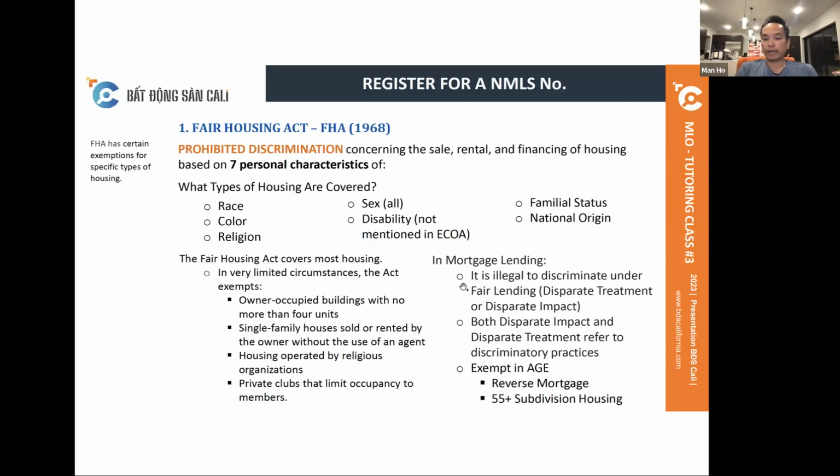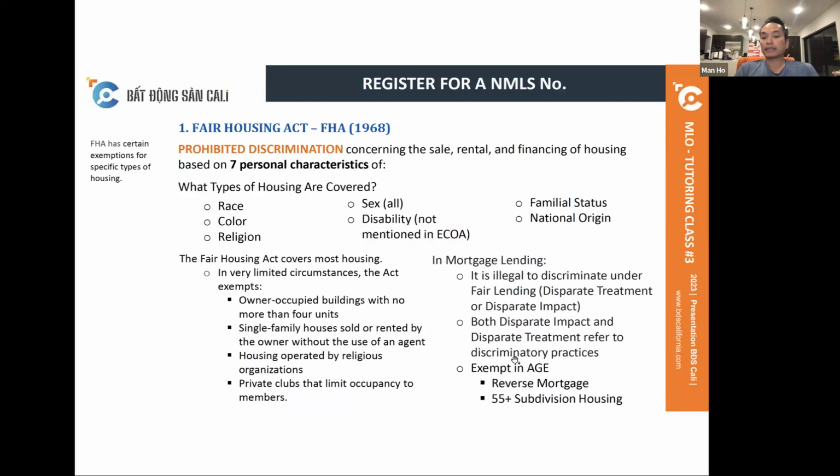In mortgage lending, it is illegal to discriminate under the Fair Lending Act, which is another act within the mortgage area. Fair lending is also about disparate treatment or disparate impact, and I will go into detail on these two in the next few classes. Both disparate impact and disparate treatment refer to discriminatory practices.